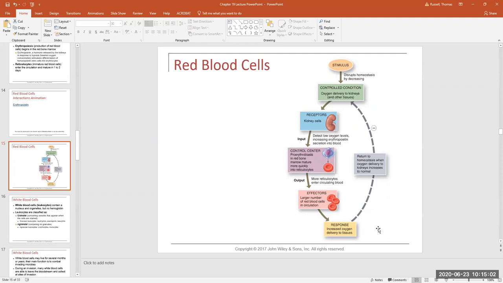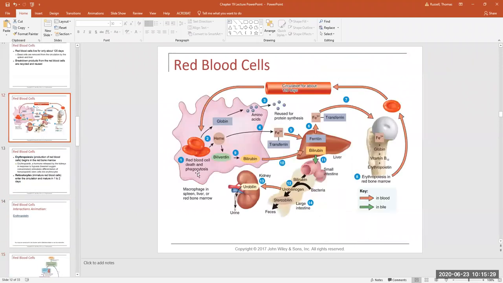Now I'll give you an idea of how much this is working. Every single second of every day that you're alive, your red bone marrow produces 2 million red blood cells. I just produced 2 million. However, every single second of every day that you're alive, macrophages are pulling 2 million red blood cells out of circulation.